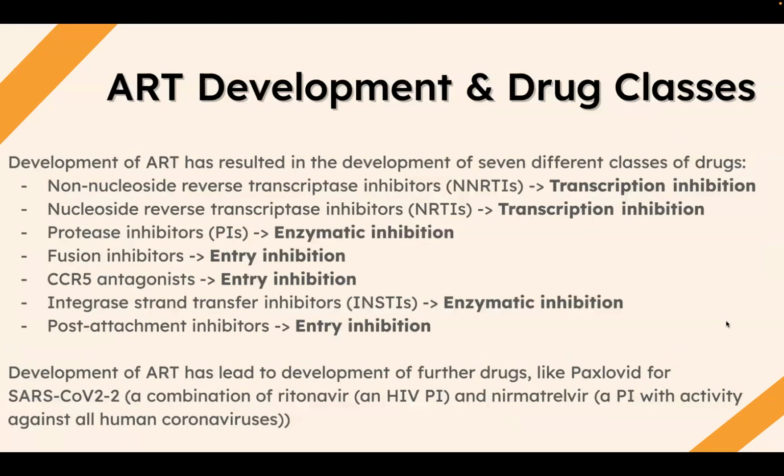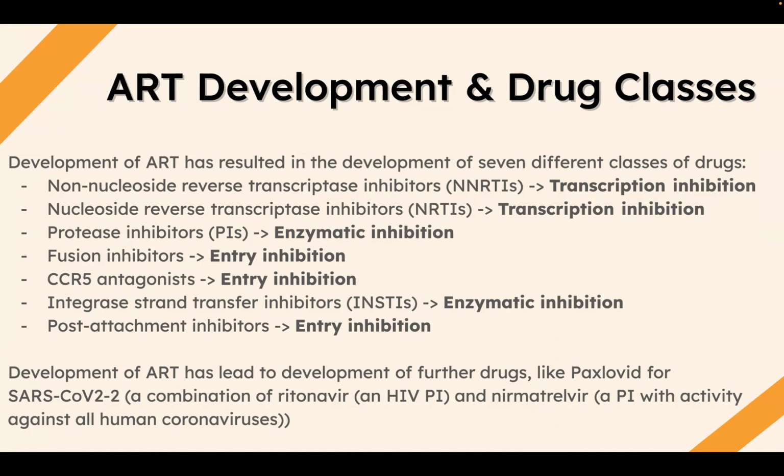So there are 7 different classes of drugs that we use to treat HIV. And there's 3 different ways that they work. You either have transcription inhibition, enzymatic inhibition, or entry inhibition. So we have non-nucleoside reverse transcriptase inhibitors and nucleoside reverse transcriptase inhibitors. Those are your transcription inhibitors. So they either look like nucleosides or don't look like nucleosides and allosterically inhibit reverse transcription of HIV RNA.